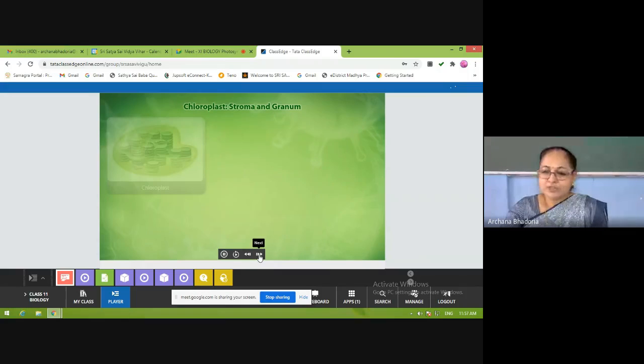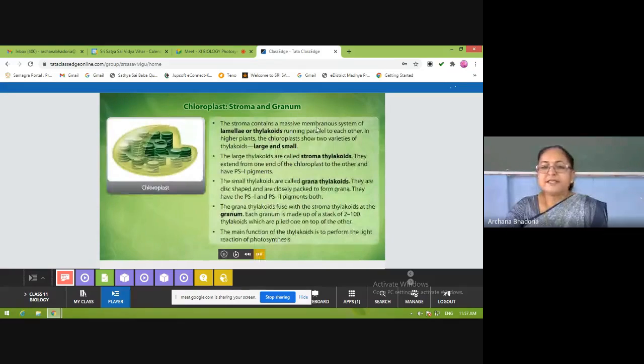Okay, now the stroma further contains a massive membranous system. This membranous system, that is the thylakoids, run parallel to each other in higher plants, and they show two varieties of thylakoids. The large thylakoids and the small ones. The large thylakoids are called the stroma thylakoids, and they extend from one end of the chloroplast to the other and have the pigment system 1.